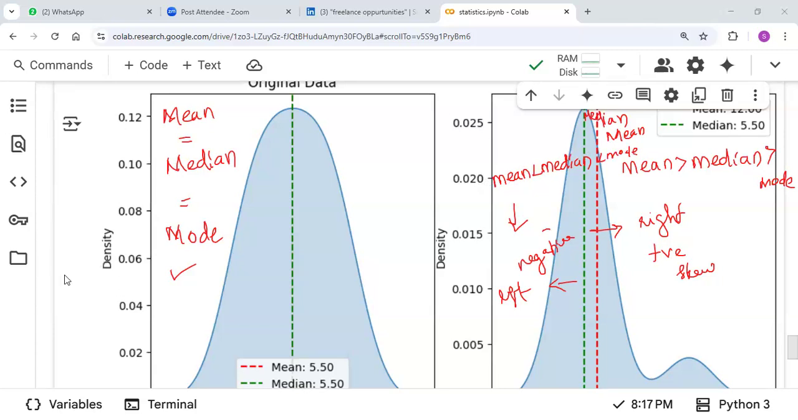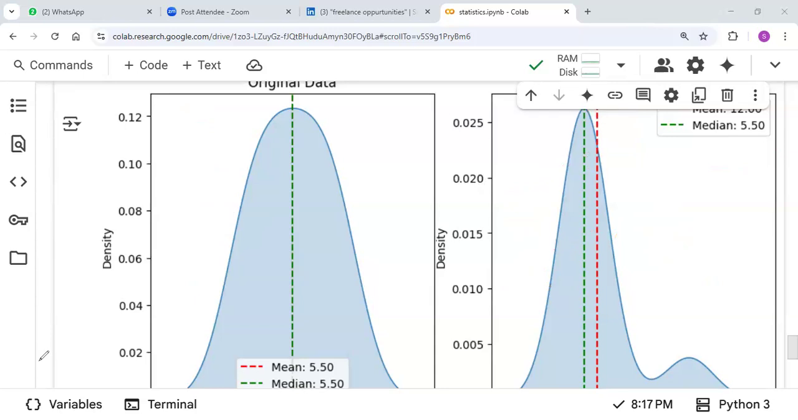I do have a question. Yes, please. Can we say it is the same thing if I say that mean equal to median is a normal distribution? Exactly. If mean equals median equals mode, it is a normal distribution.